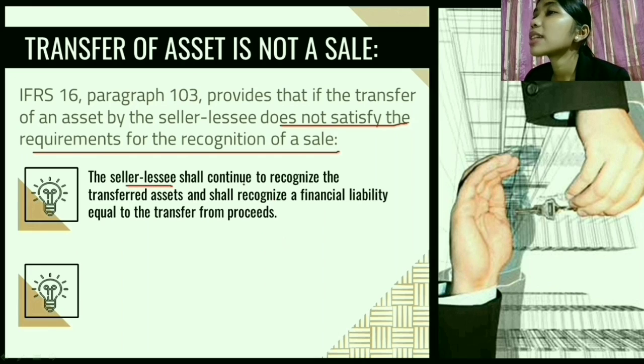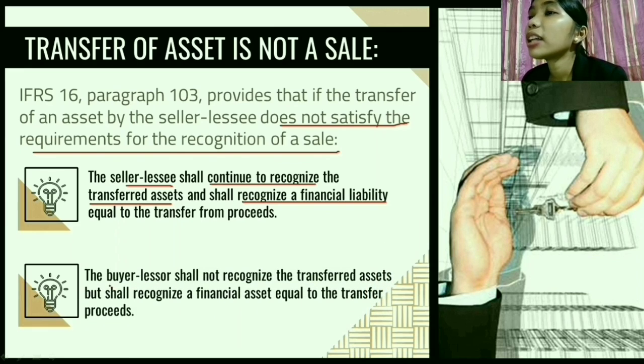So, yung atin pong seller-lessee ay kailangan pong ipagpatuloy yung pagre-recognize ng ating transferred assets. And i-recognize din po yung financial liability equal from the proceeds po natin or sa nakuha po natin. Samantala, yung ating naman buyer-lessor shall not recognize the transferred assets but shall recognize a financial asset equal to the transfer proceeds. So, yung pinagkaiba po kapag seller-lessee, ang nire-recognize is financial liability and din naman po sa buyer-lessor natin, ang nire-recognize is yung financial asset.